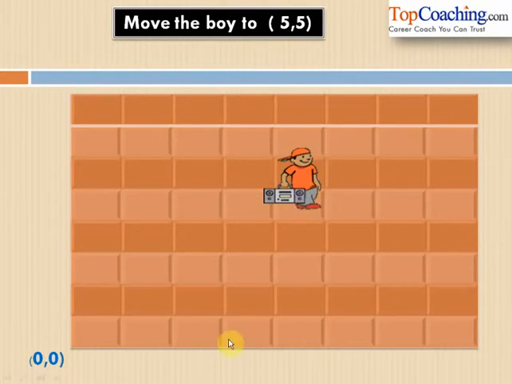So this is actually very much similar to our coordinate plane, where we have this as the x-axis and here this as the y-axis. So if we have to move to any point like 5, 5, we have to cover 5 units in the x direction and we have to cover 5 units in the y direction.